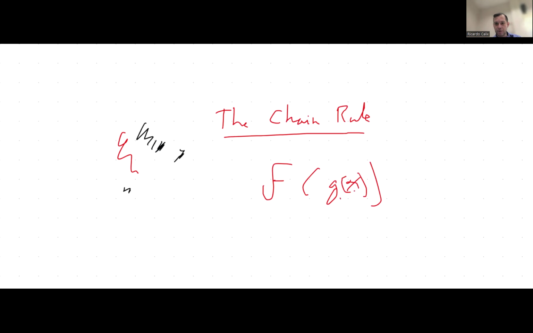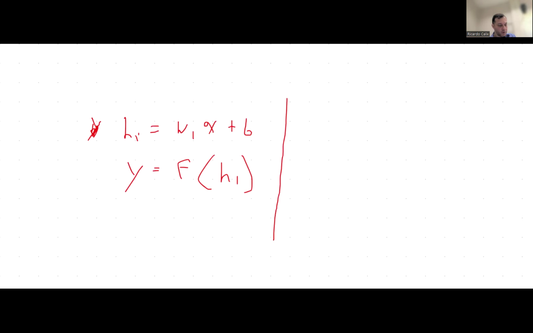Okay, so now, basically if we have the notation h1 equals w1 x plus b, and then y equals f of h1, that's kind of a neural network, right? And you just keep doing that as I showed before. This is equivalent to what I wrote before, which is f of g of x, the notation you'll see associated with the chain rule.